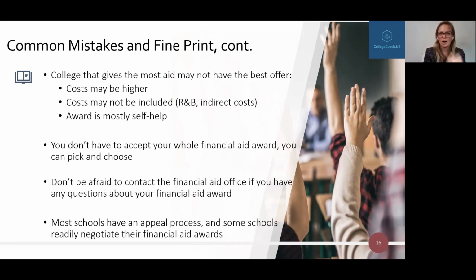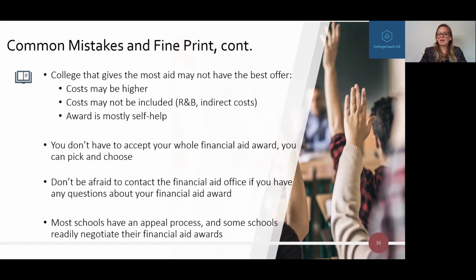Moving on to some other common mistakes. Sometimes you'll look at all these awards, and as a parent of a senior, I'm sure you've been in the situation where you're looking at it and you're like, oh, this school is giving the most aid, so that must be the best award, which may not always be true, because why? It could be a larger amount, but also cost of attendance might be a lot higher. So then it all balances out. Your out-of-pocket expense might still be very large.